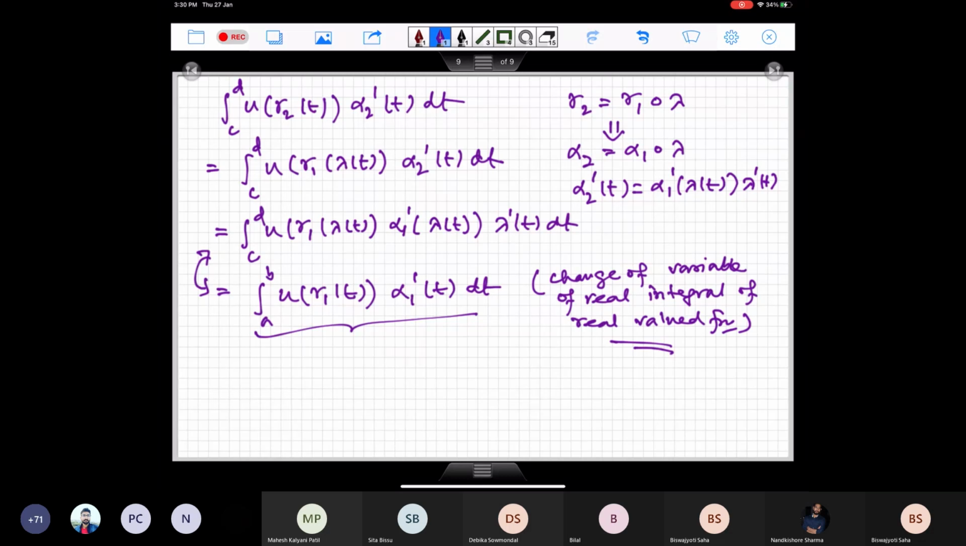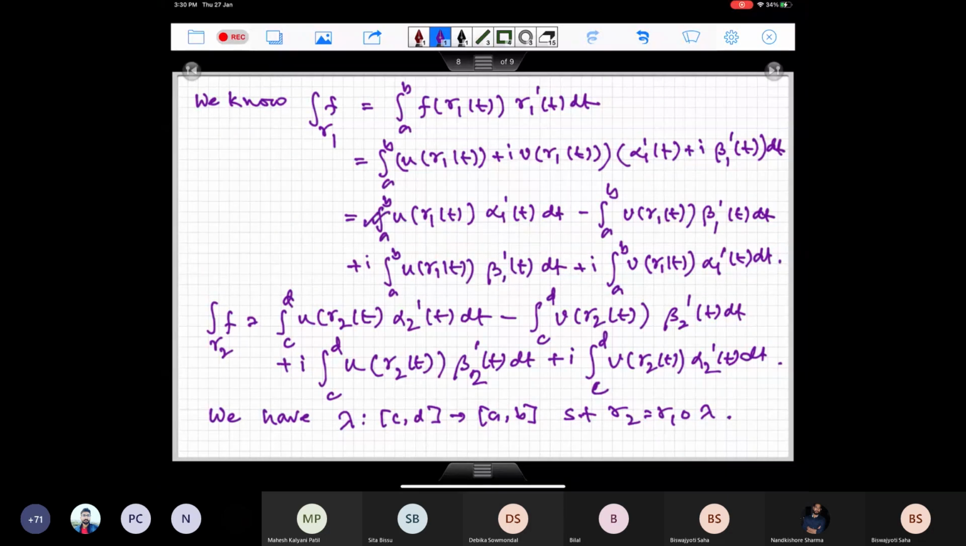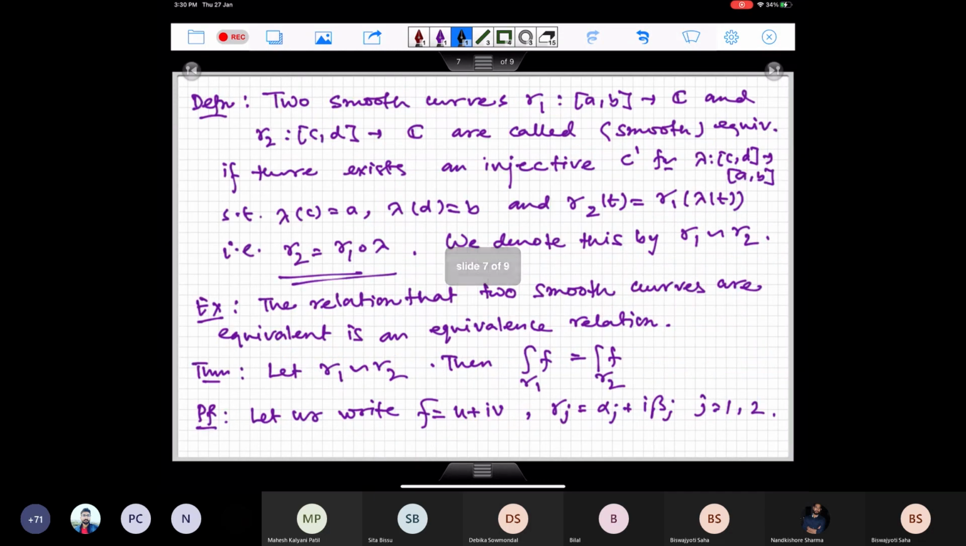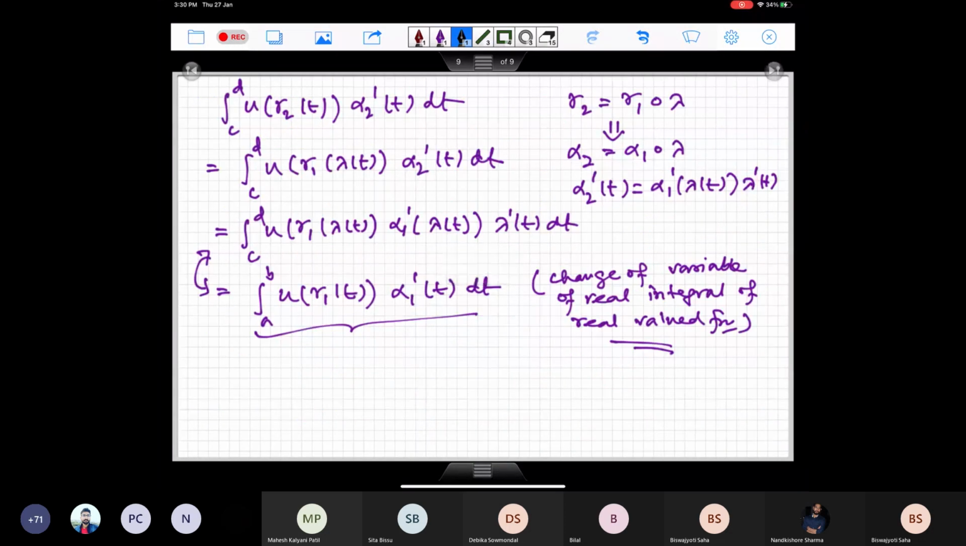Here you see this guy is, let me mark it in a different ink, equal to this guy. Similarly, all four integrals you can show are equal. Therefore this thing, which is just a tedious job of calculation, is going to come through, and if you make this change of variable, you are going to eventually get the integral to be the same.